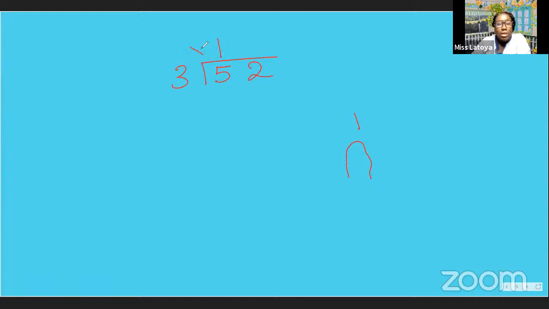Now, what happens when we put the number on top? We are going to multiply. 3 ones are 3. The next step is to subtract.